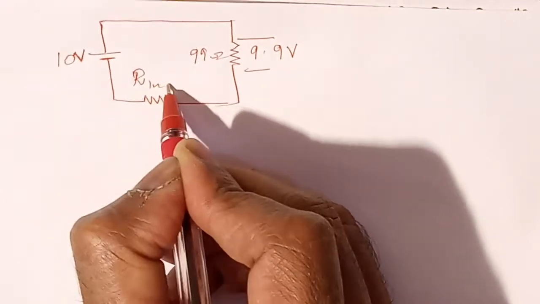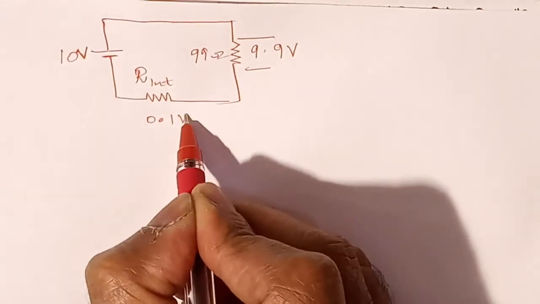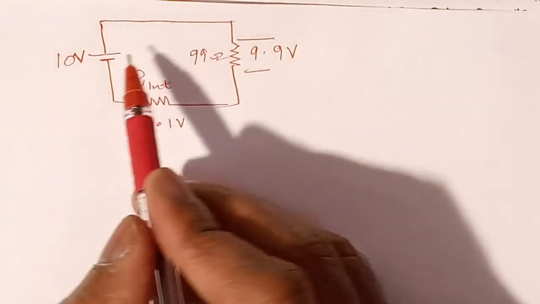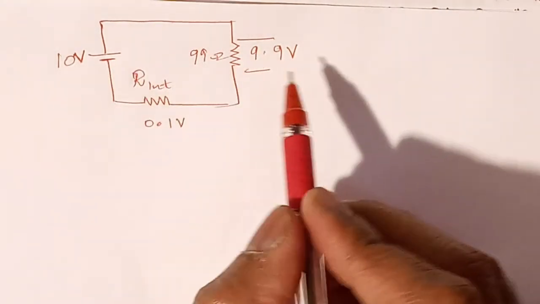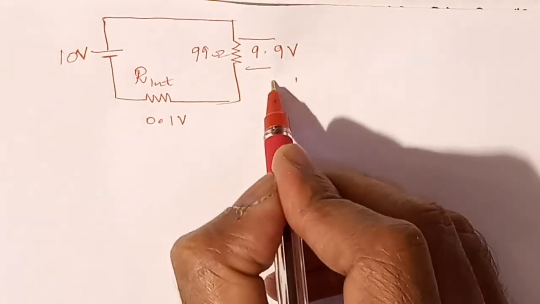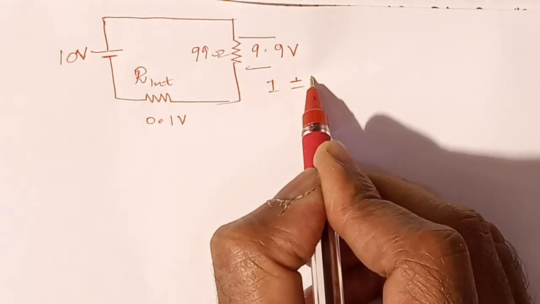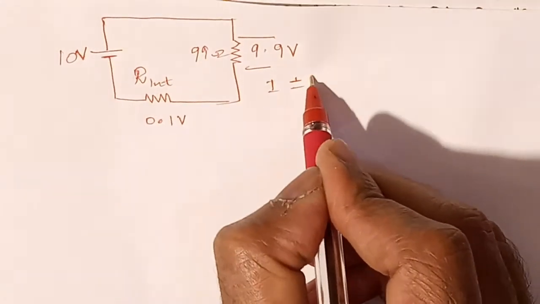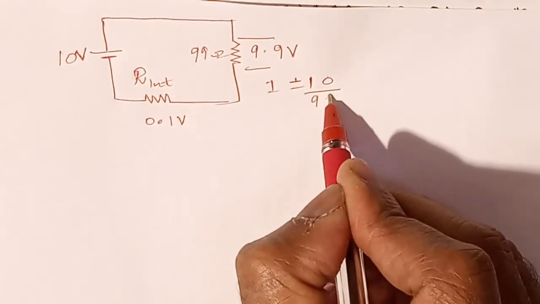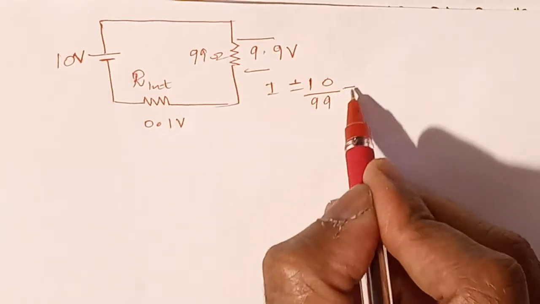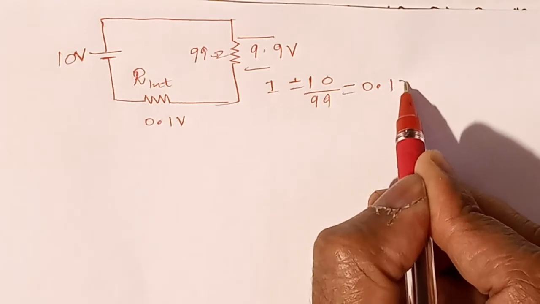There we know 0.1 volt is dropping. Now this is a series circuit, so the current has to be the same. We are applying 10 volt here. I equal to 10 divided by 99 ohm. So we'll get 0.1 amperes.